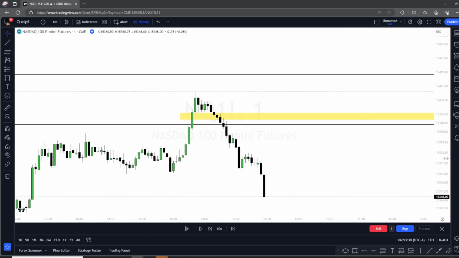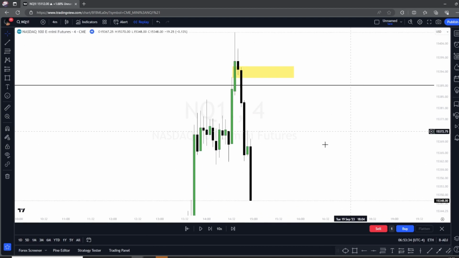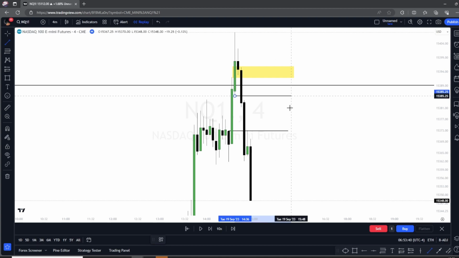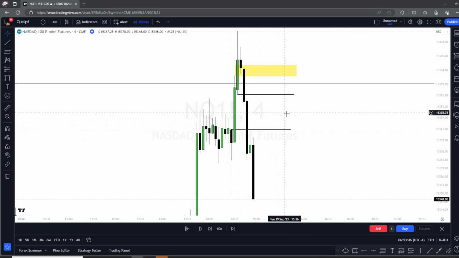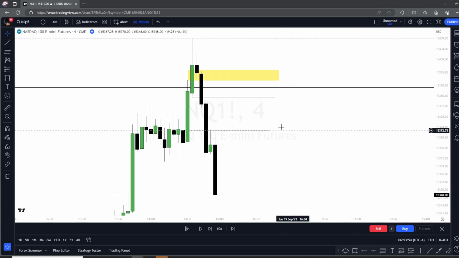Let me see if I go to 1 minute. See if we can find, there was one here on the 4 minute, which you could take. This one right here. It's also a BPR, right? It's a fair value gap here. Another one here. So this one you could take. But generally, when the fair value gap is so big, I don't like trading it.